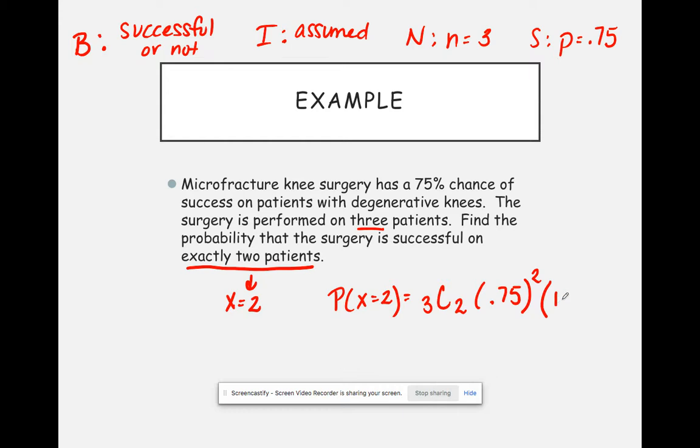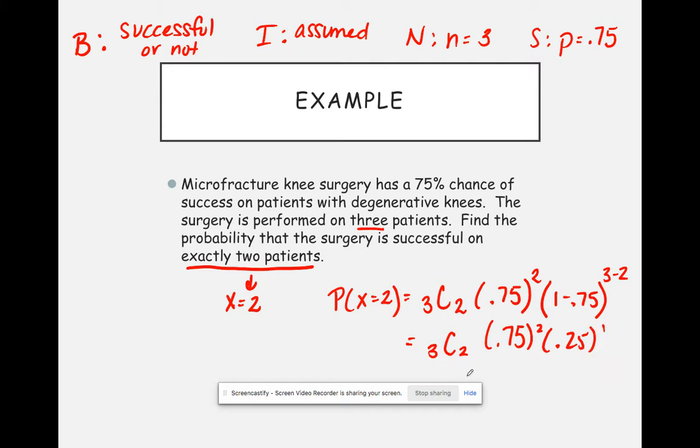So 1 minus 0.75, or we can just put in a 0.25 there, to the number of failures. So if there were 2 successes out of the 3 trials, there's 3 minus 2, or just 1 failure. So I can simplify this a little bit before I start plugging things into my calculator. I've got 3C2, 0.75 to the second, 0.25 to the first.